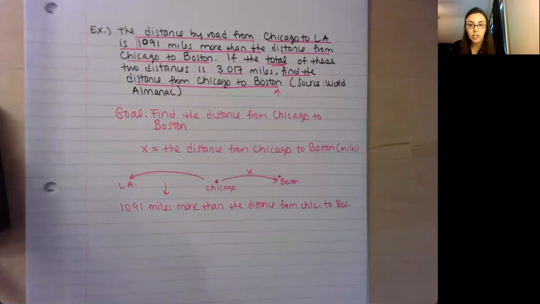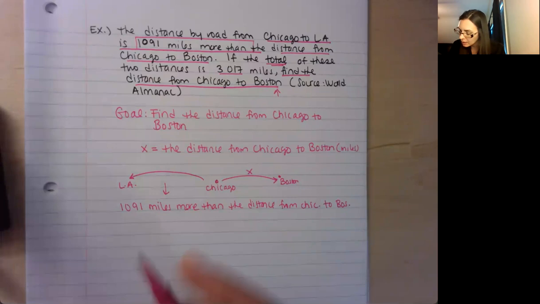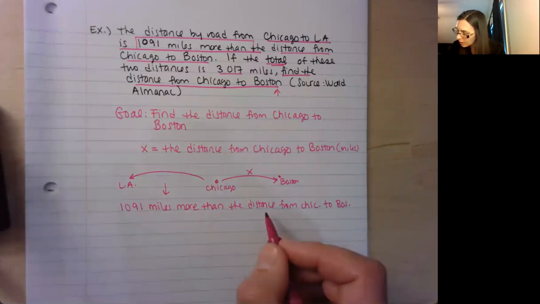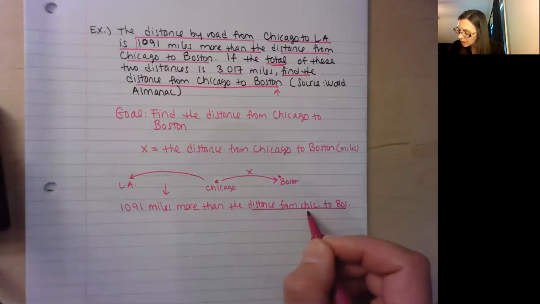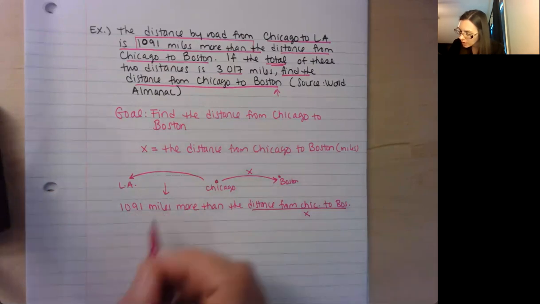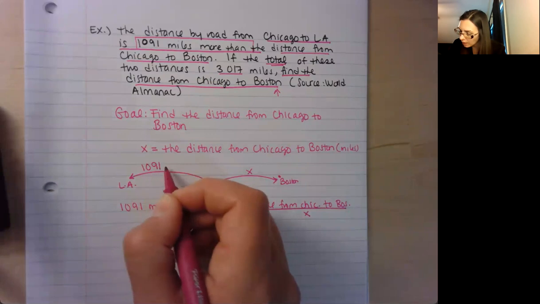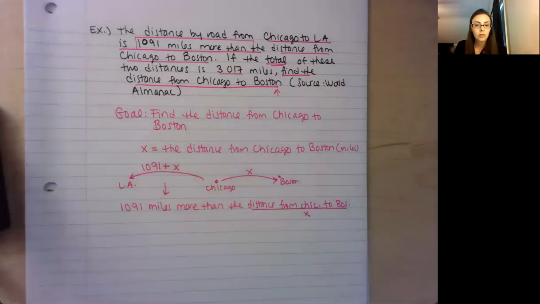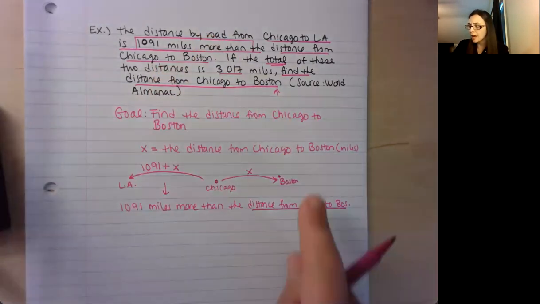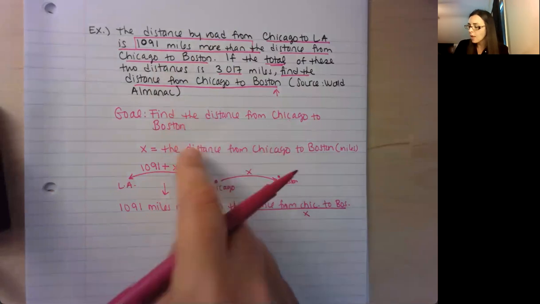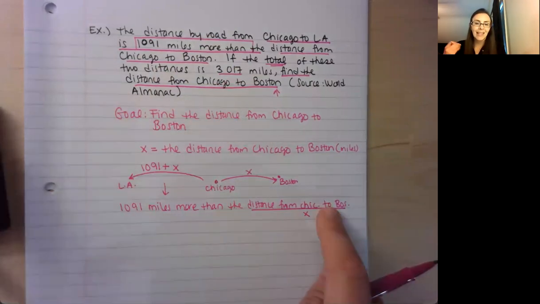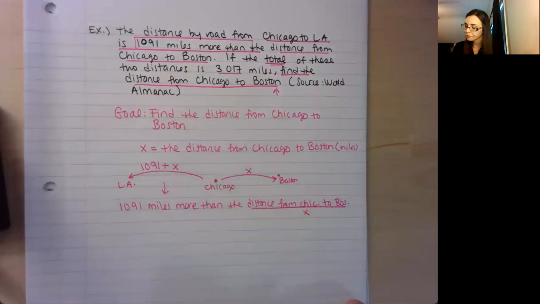Now, more means addition, right? So I'm looking at the distance from Chicago to Boston. We don't know. We know it's X. And we're going more than this. So that must mean we're going 1,091 miles more than the distance to Boston. So here I've underlined, I've read, I've drawn a picture, I've defined, I've written my goal, I've made notes. So I'm doing anything I can to understand this problem.